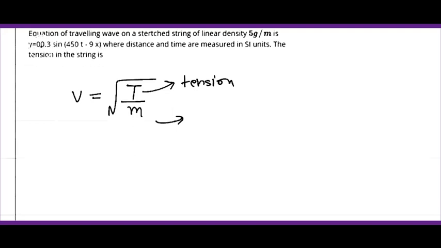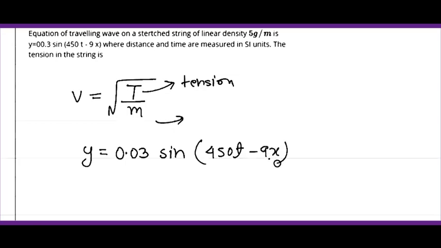Only this equation is given, and with the help of this equation we have to find out the v. So if we rewrite the equation, y equal to 0.03 sin(450t minus 9x). Okay, and the velocity, for this case, will be omega by k, where k is the constant and omega is the angular velocity.